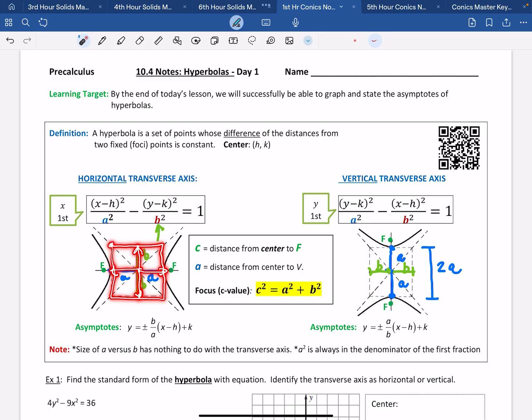And the beautiful part of that is what will always happen, and this is how we're going to end up graphing our hyperbolas: if you were to connect the corners of those rectangles, you would form this dotted line. This is called an asymptote. And simply, the asymptotes, I want you to think about it as a line.